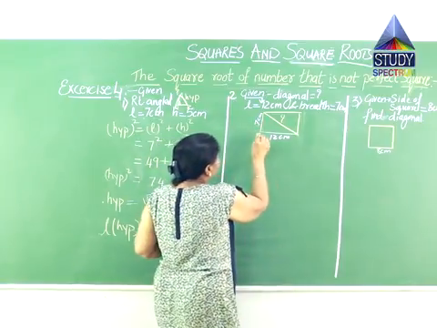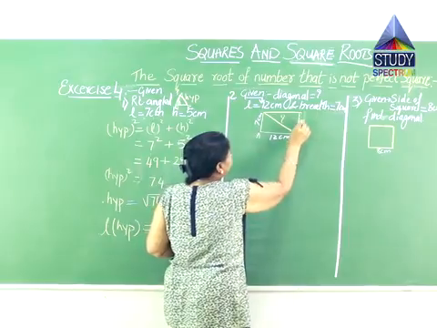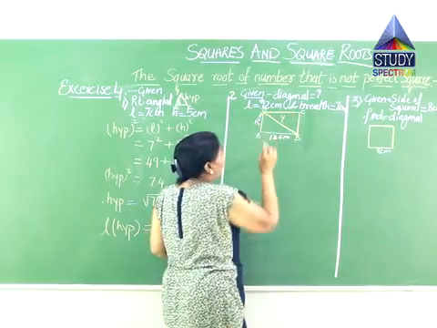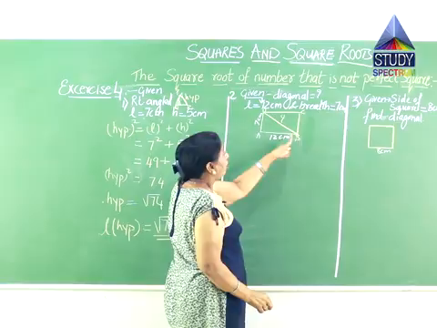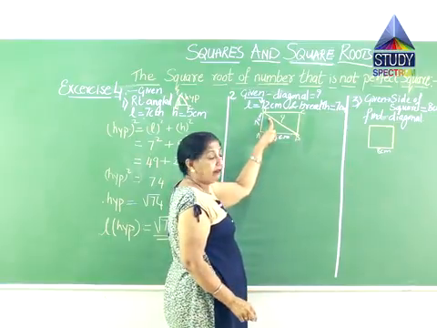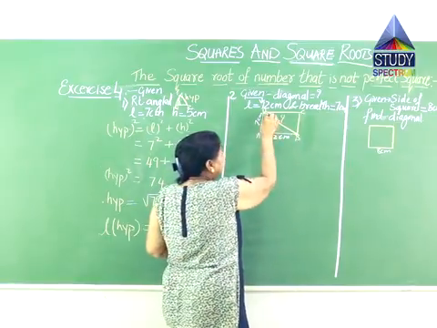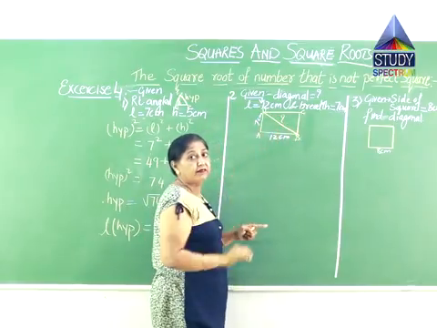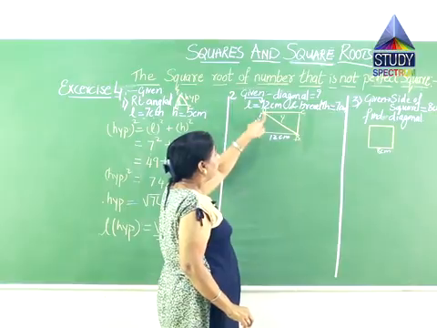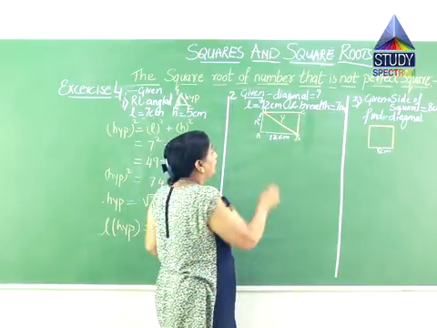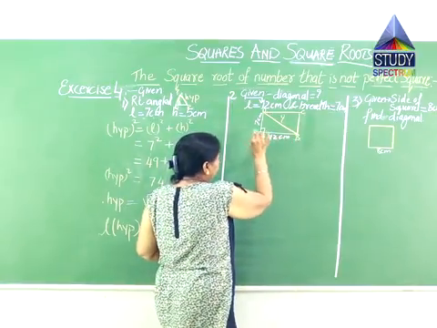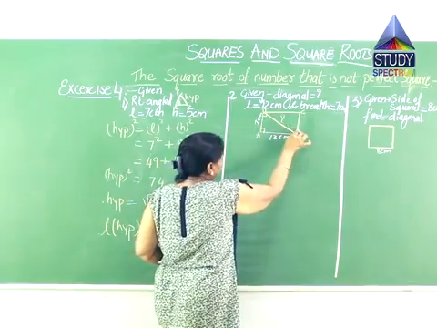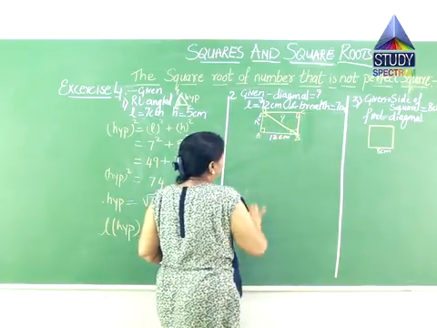Here, suppose this is A, B, C, D. Now I want the length of BD, right? What is a diagonal? A diagonal is a segment which joins opposite vertices. Now B is opposite to D, so it joins that. And you know a rectangle always has all 4 angles as right angles.